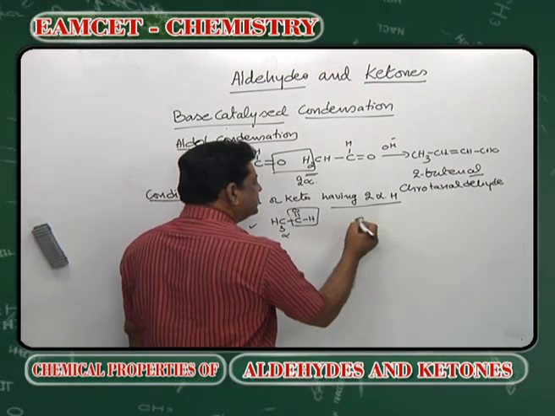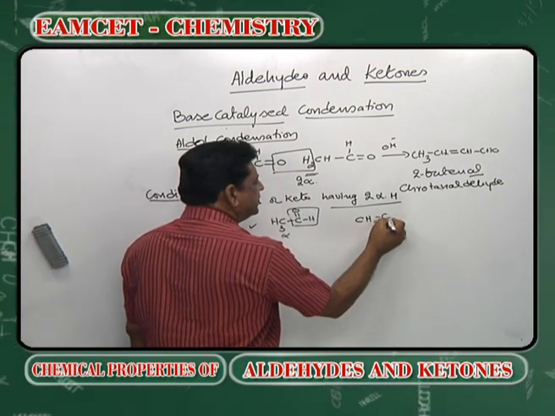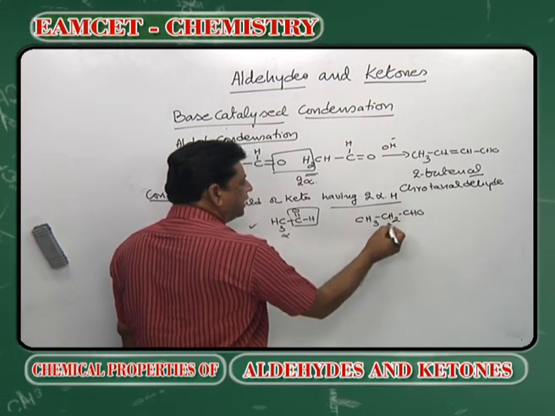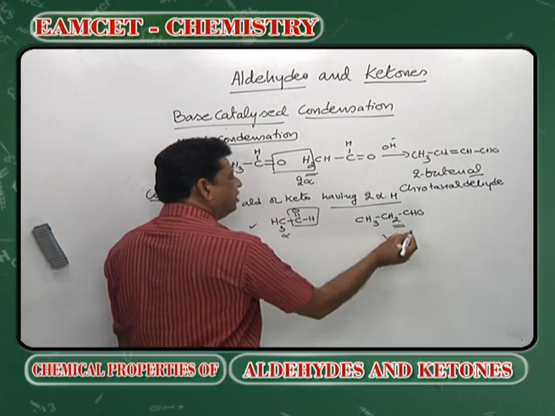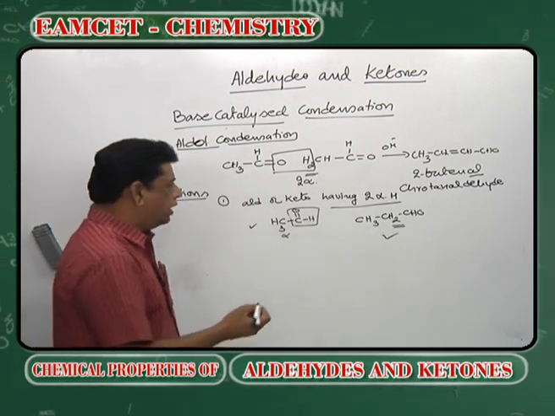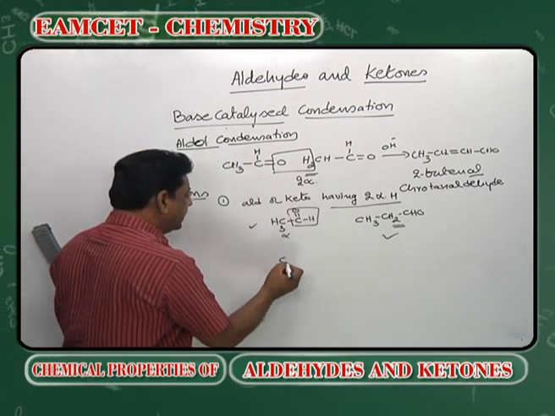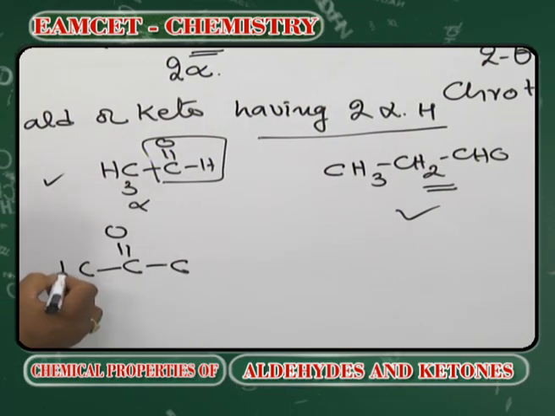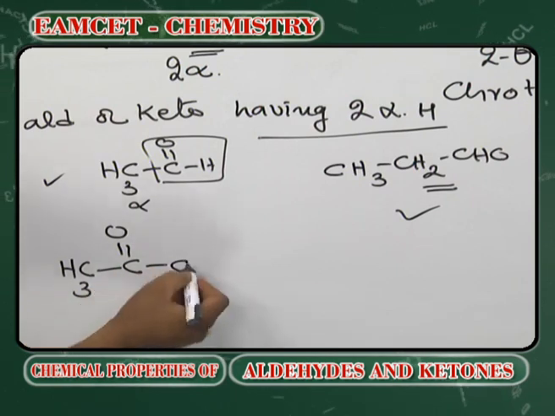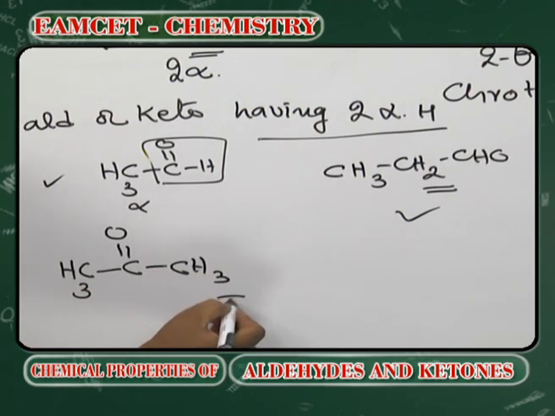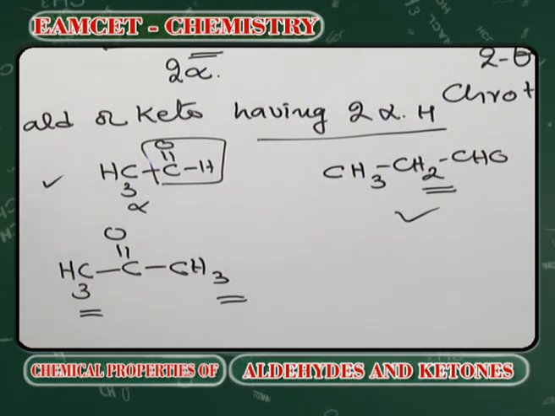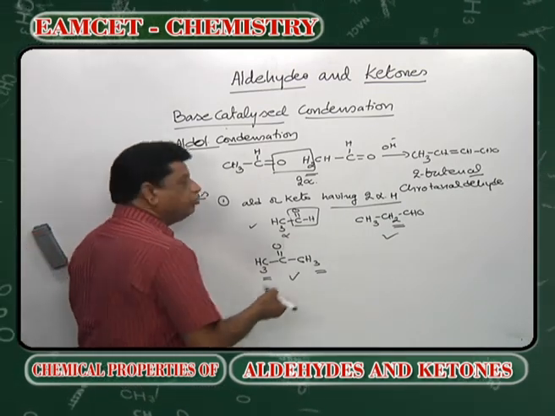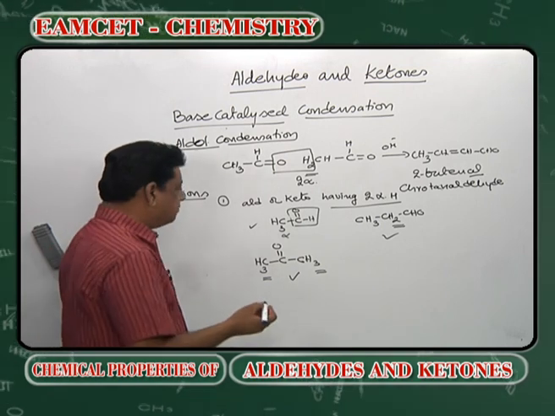Similarly, if you have CH3CH2CHO, this is the functional group, this is alpha, so we have 2 hydrogens, therefore it is going to give it, and so on. We have ketones like acetone. Acetone has 3 hydrogens on this side alpha, and the hydrogens on that side are also called alpha. So 3 plus 3, 6 alpha hydrogens are there. Therefore acetone also undergoes this reaction.